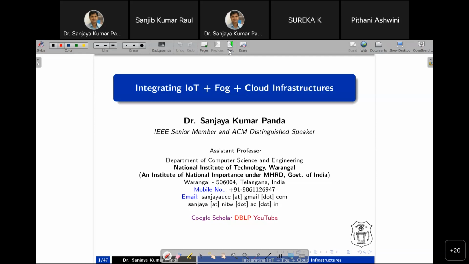Okay, welcome back. So we'll start the second session. In the second session, as I said earlier, we are going to see how to integrate IoT, fog and cloud infrastructure. Till now you have seen the different infrastructures individually. First we started with the cloud, then we saw fog. In yesterday's lecture you saw IoT, but how are we actually going to integrate one or more infrastructures? Based upon that, I am going to deliver this lecture.